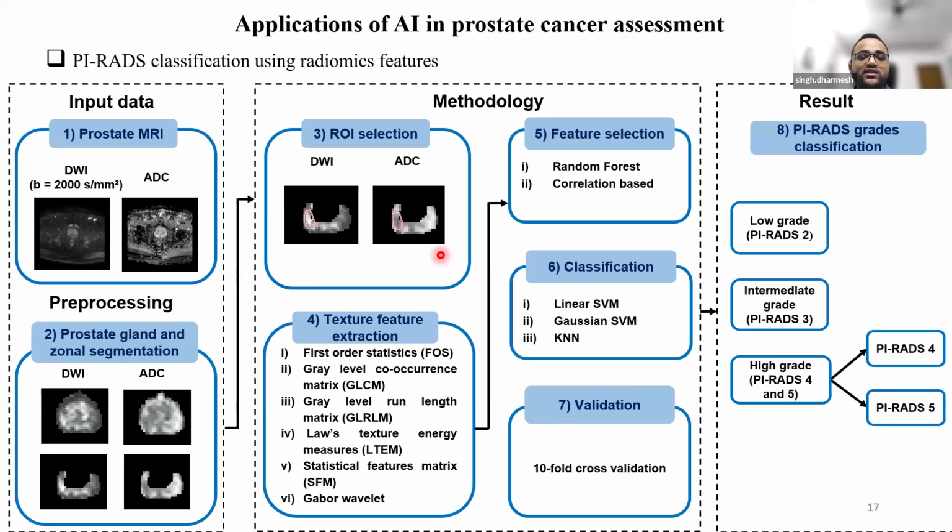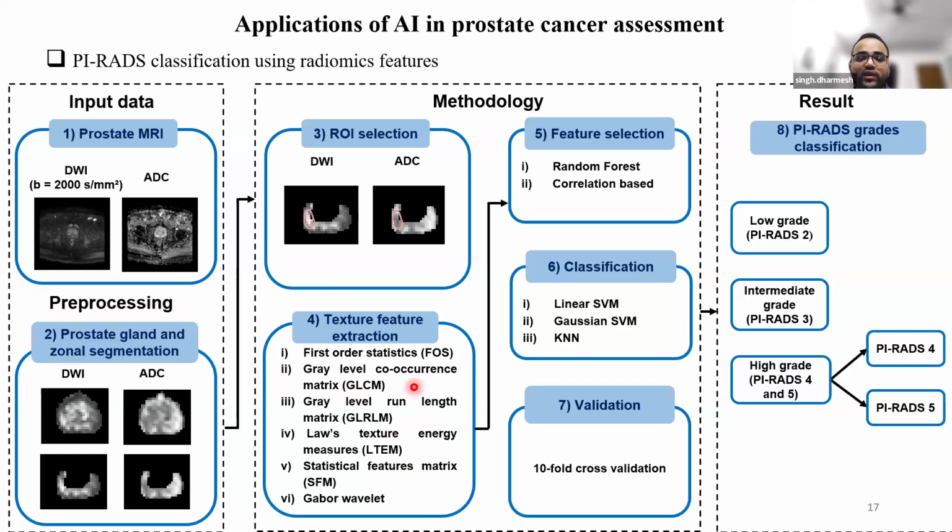Once the ROI is defined, we extract texture features from different models like first order statistics, which are histogram based features, the gray level co-occurrence matrix, which gives us 19 to 20 features from GLCM, the gray level run length matrix, Laws texture energy measures, statistical feature matrix, and Gabor wavelet based features. From these texture models we acquire around 120 or 130 texture features.